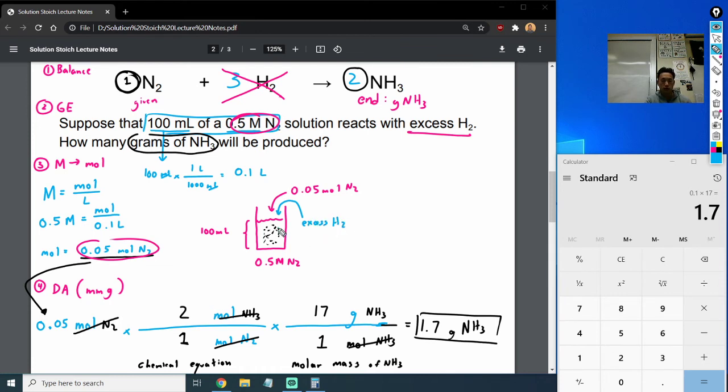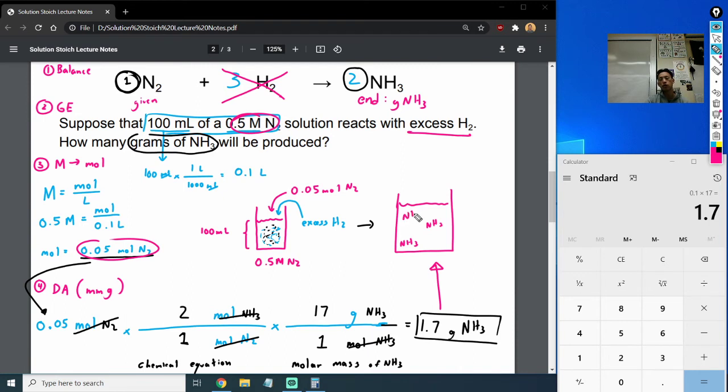So if we put excess H2 in here, what that means is that the N2, the black dots, and the H2, the blue dots, are going to react together, right? They're going to combine, break apart, and react. Over time, if we assume that all of the N2 reacts with the H2, we're going to have NH3 inside this container. And how much NH3 did we make? We made 1.7 grams of NH3.